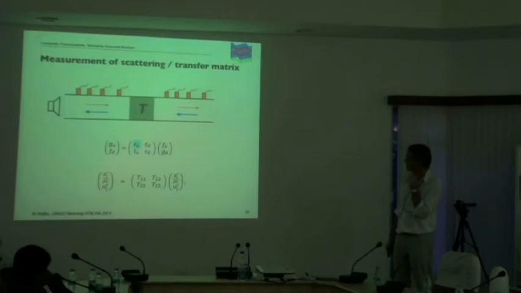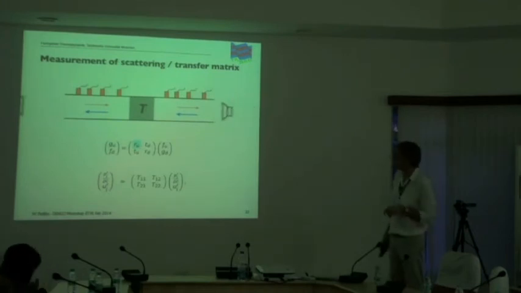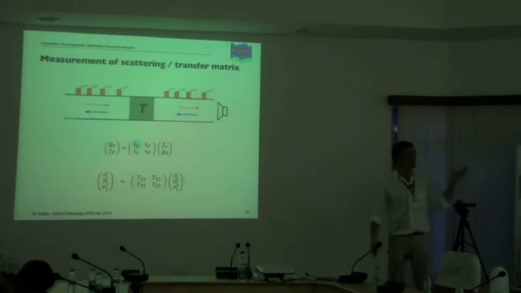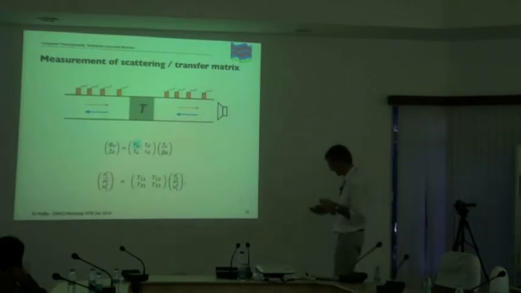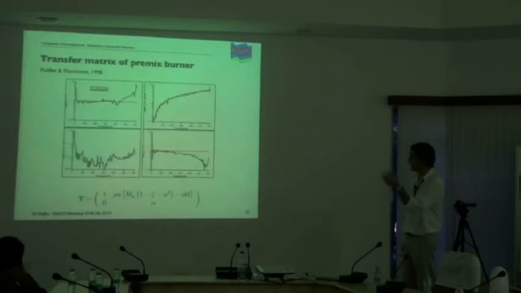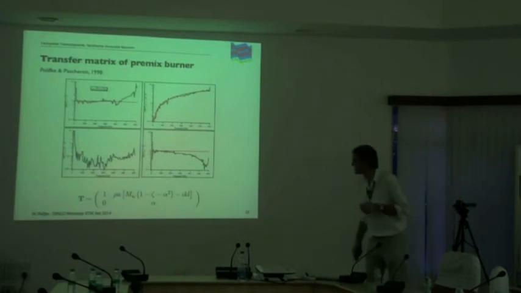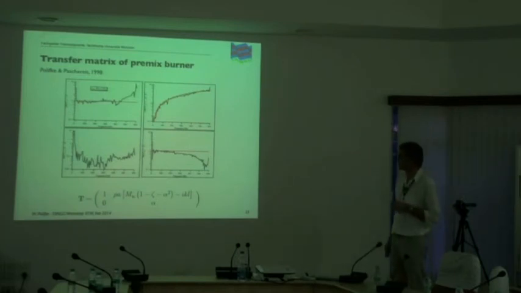There's another variation which is often more successful, the two-source method, where you have two different sources. First, you have a speaker on the upstream side, and say a non-reflecting termination on the other side. Then you switch the arrangement, have the speaker on the downstream side, again do the measurement, have again four equations, four unknowns, and get the scattering matrix. And from this you can get, by algebraic formulation, the transfer matrix. So that is how Åbom did it. And this was again a very old paper, 1998, the transfer matrix of a swirl burner.